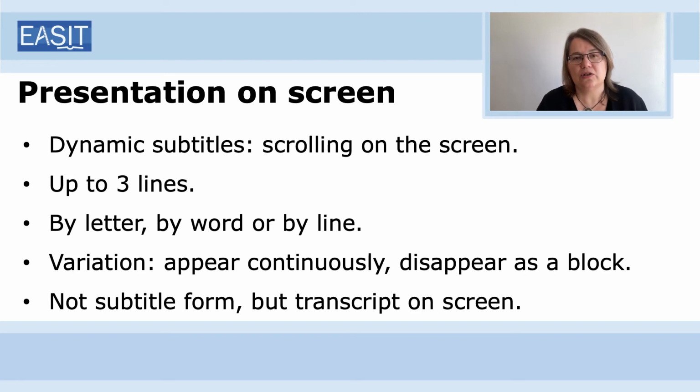They scroll on the screen. Once the bottom line is full, the top line disappears. These subtitles may have up to 3 lines, and the subtitles may appear letter by letter, word by word, or line by line. A variation of this modality is when subtitles appear continuously but disappear as a block.